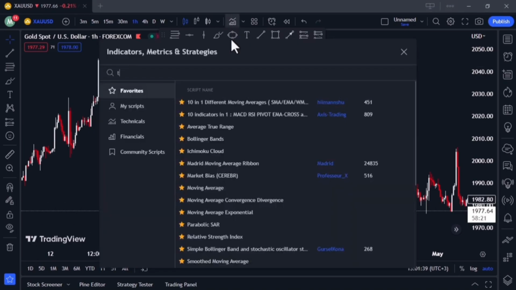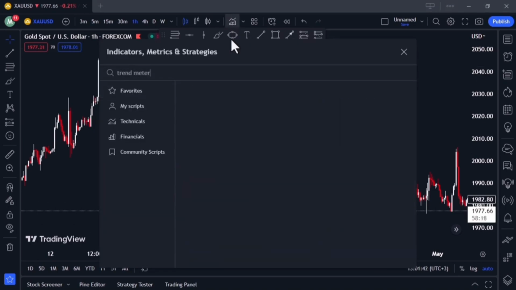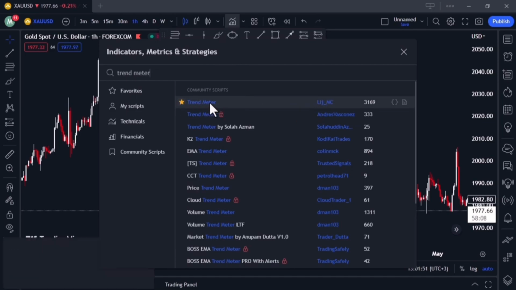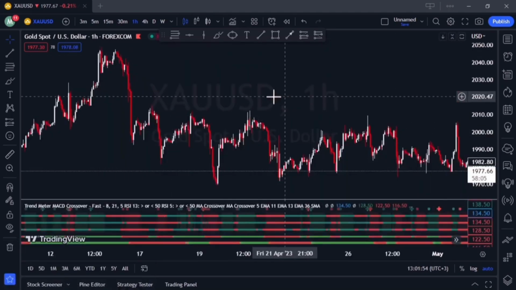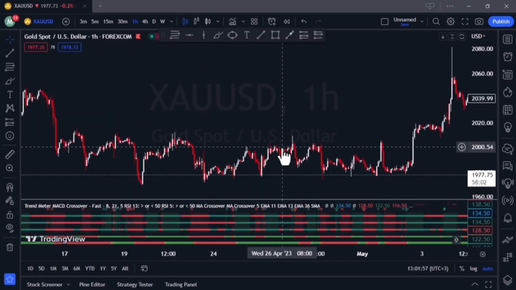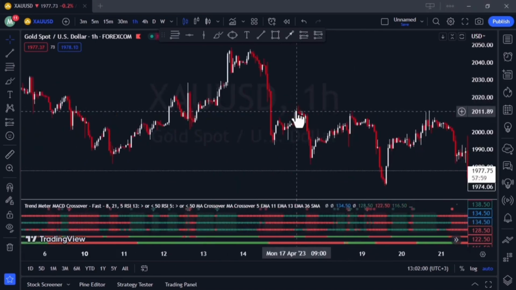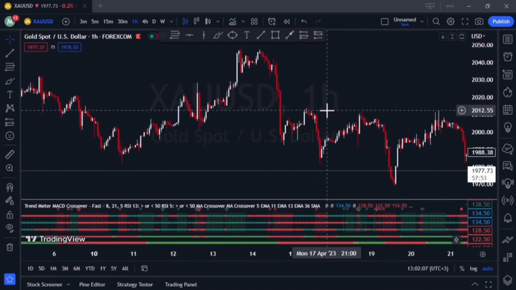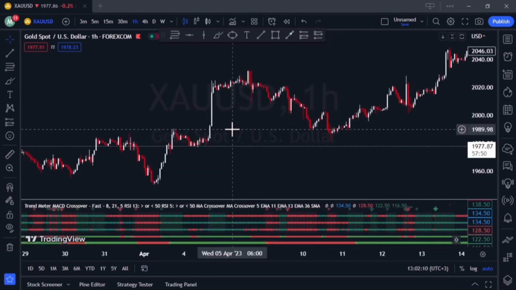Let's bring it on the chart, and I'm gonna simply search for trend meter. I want this one by Ledge underline MC. I hope that I said it right. So I'm gonna make it favorite, bring it on the chart. It's just more or less working like the previous indicator. There's nothing special about it which you can't understand.